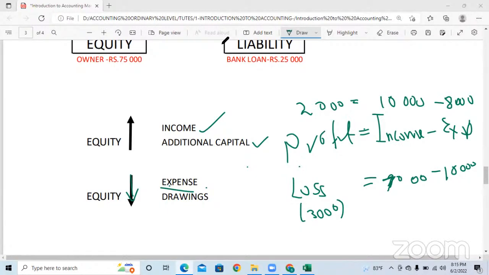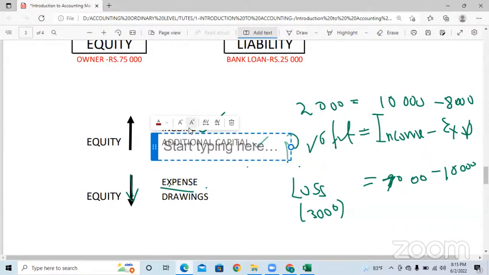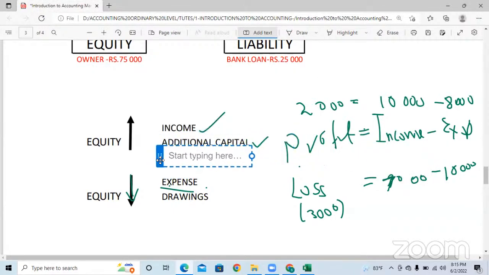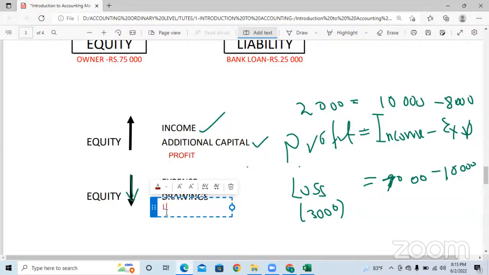Guys, profits increase your equity, while losses will reduce your equity. So keep in mind, if you want, you can write something here additionally. Another thing which will increase your equity, you can say profit. And the other thing which will reduce your equity, you can say loss.